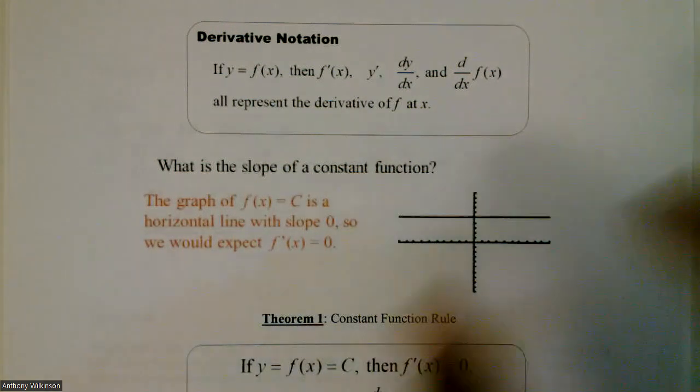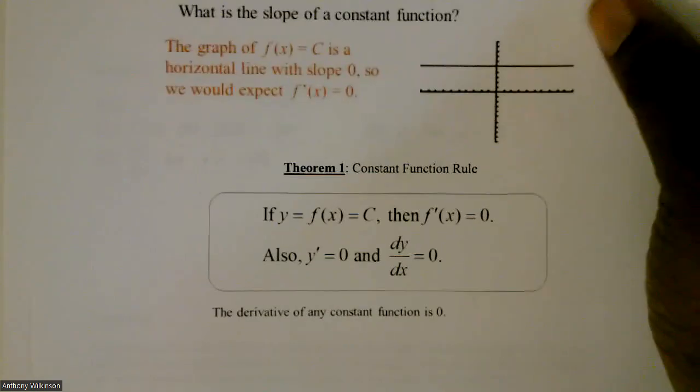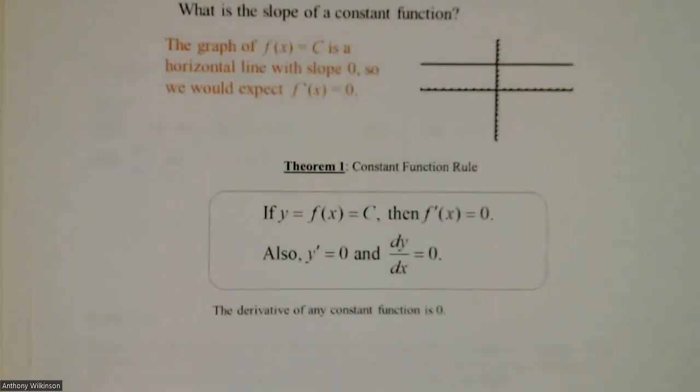So here's the first theorem about our differentiation properties: the constant function rule. If y equals f of x equals some constant c, then f prime of x will be equal to 0. Also, y prime will be equal to 0, and dy dx will also be equal to 0. So the derivative of any constant function will be 0.